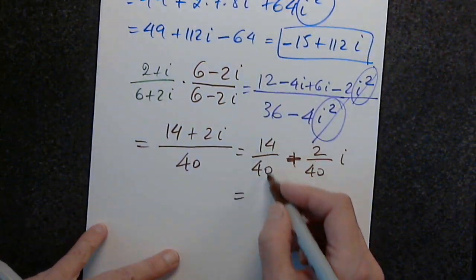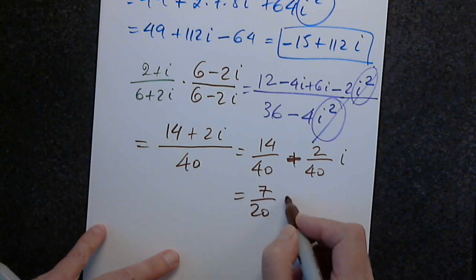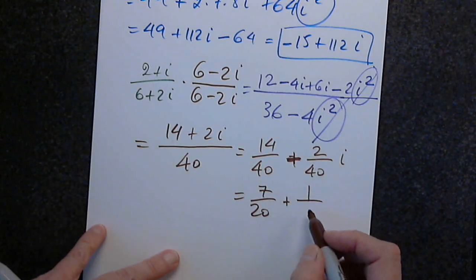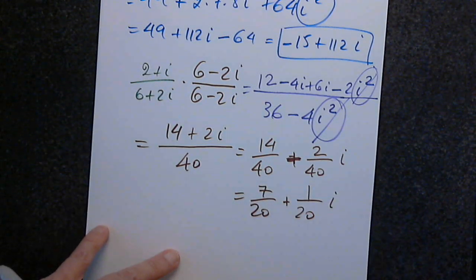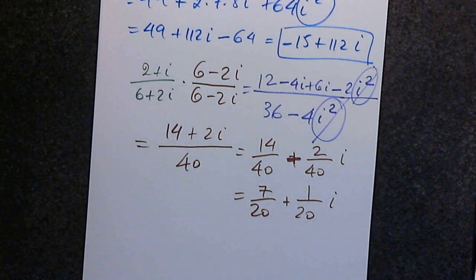So now I simplify by 2 and I get 7 over 20. I simplify by 2 and I get 1 over 20i. And this has to be the final form: the real part plus the imaginary part. Any questions? Bob, is that okay? That's good. Okay.